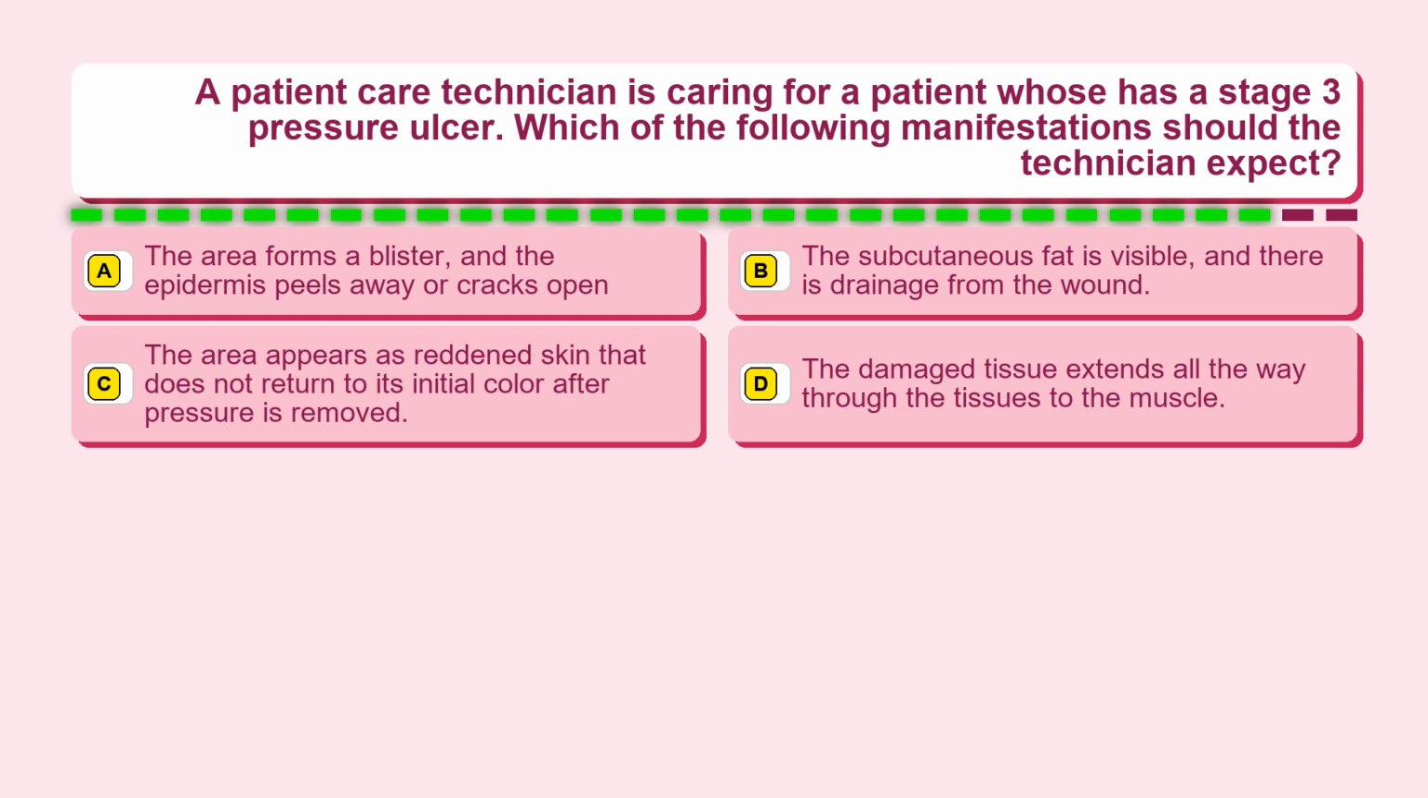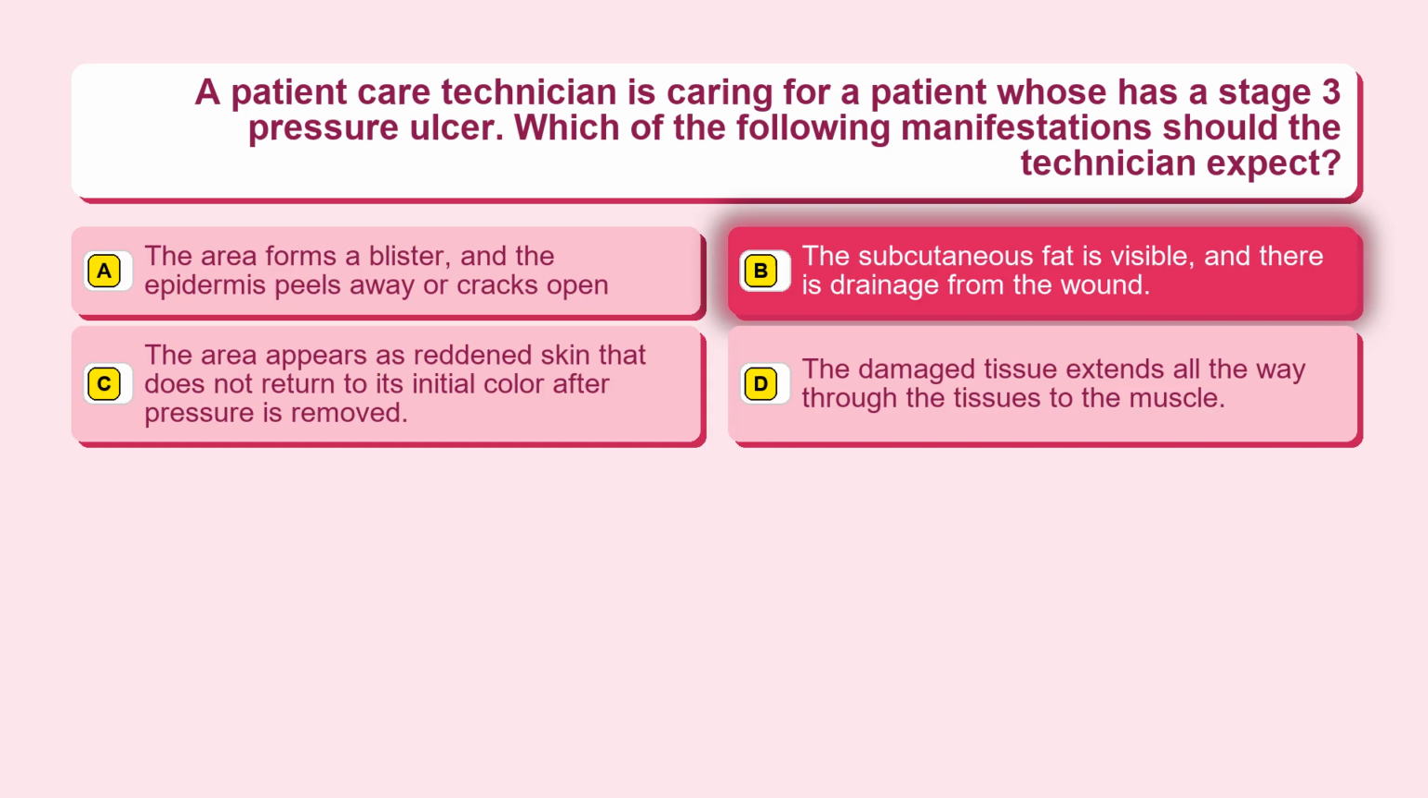Question 39. A patient care technician is caring for a patient who has a stage 3 pressure ulcer. Which of the following manifestations should the technician expect? Option A. The area forms a blister, and the epidermis peels away or cracks open. Option B. The subcutaneous fat is visible, and there is drainage from the wound. Option C. The area appears as reddened skin that does not return to its initial color after pressure is removed. Option D. The damaged tissue extends all the way through the tissues to the muscle.